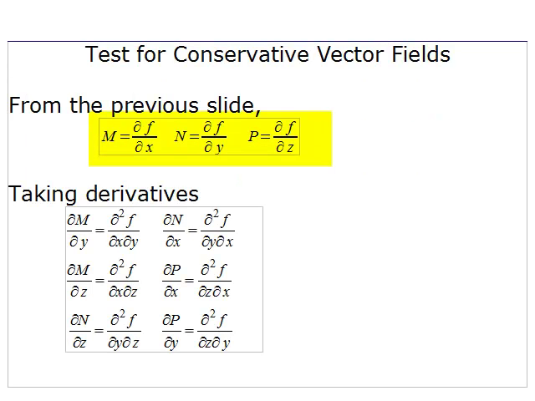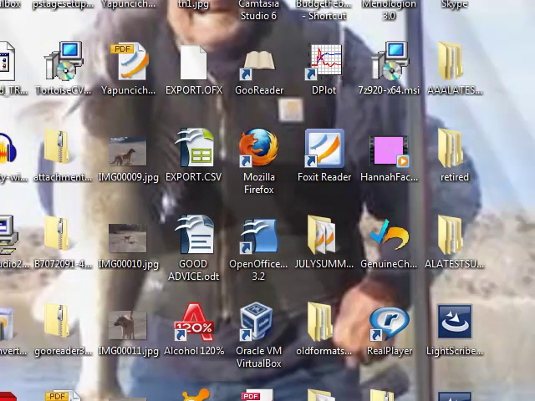This is what we got from the previous slide. M, which is the i component of the vector field, is equal to the x derivative of the potential. N is associated with the y, P is associated with the z. Okay, now let us take some more derivatives. Let's take the derivative of M with respect to y and N with respect to x. What do we get if we take the partial of M with respect to y? We would get the mixed partial, the second derivative of f, and let's write it here.